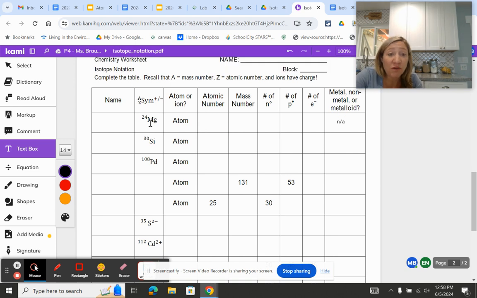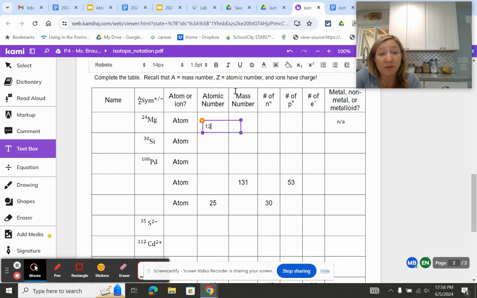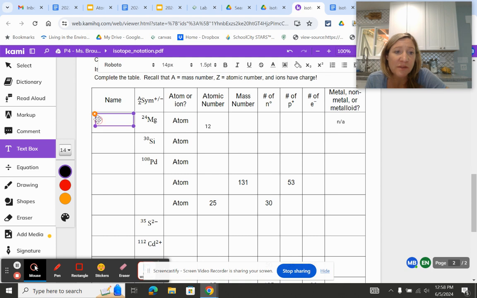So I already know that this is not my atomic number. And that means that I can put my real atomic number here. That's always going to be true. You can always find the atomic number on your periodic table, no matter what. Now, I also looked up Mg, and on the periodic table, it says magnesium. I'm not expecting you to memorize the names, so feel free to just look those up. Okay, so magnesium.